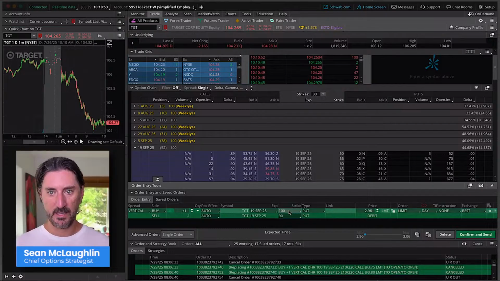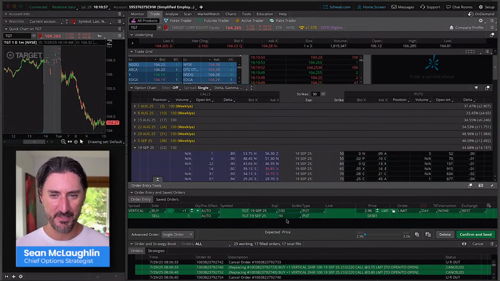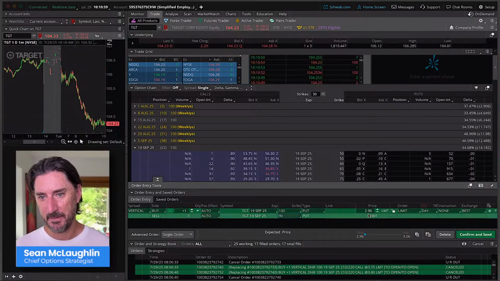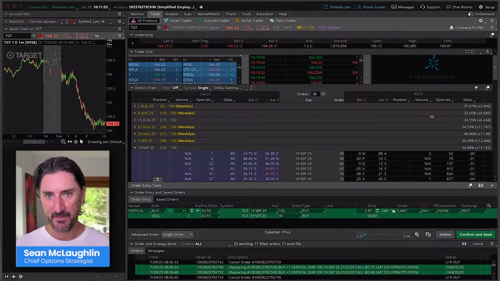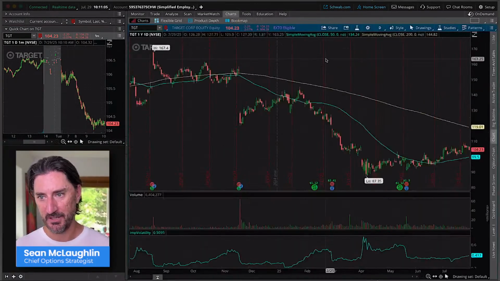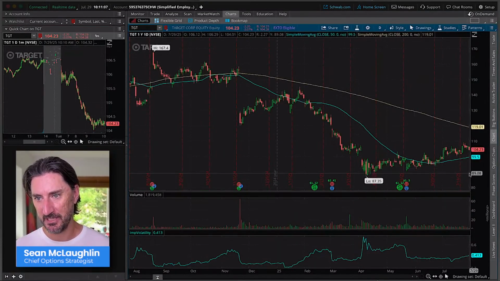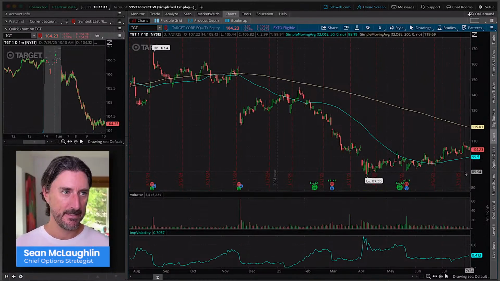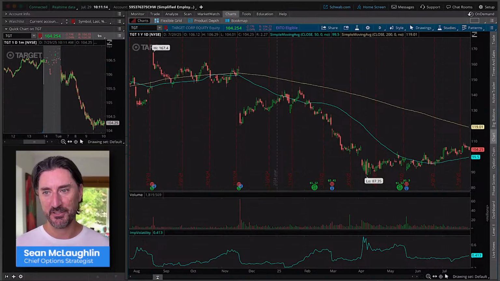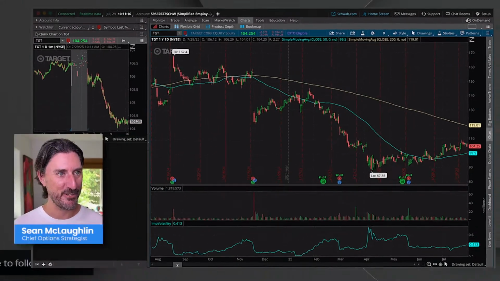You could buy a 100 put vertical by buying the 100s and selling the 90s. You pay about 296 for it. Let's call it $3. That's a fair price to me. If this market rolls over, I feel like Target's one of those names that would be highly vulnerable. And could it trade down to 90? Absolutely, it could. So sorry if you were feeling bullish on Target. I'm not feeling it. I'm feeling bearish on that one.